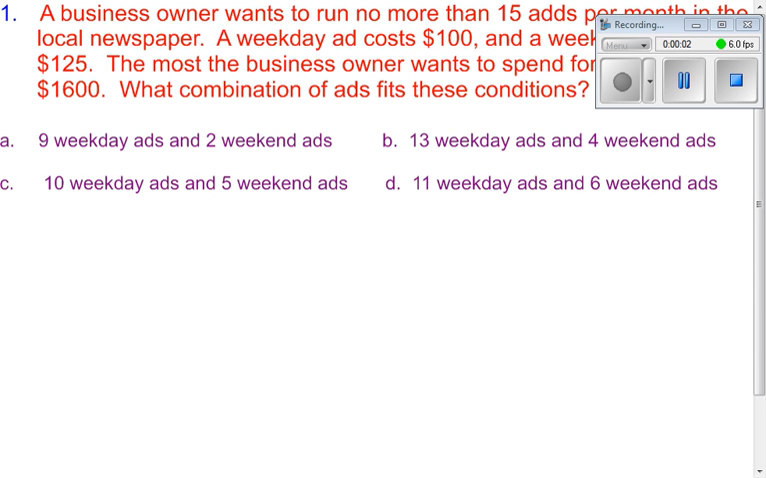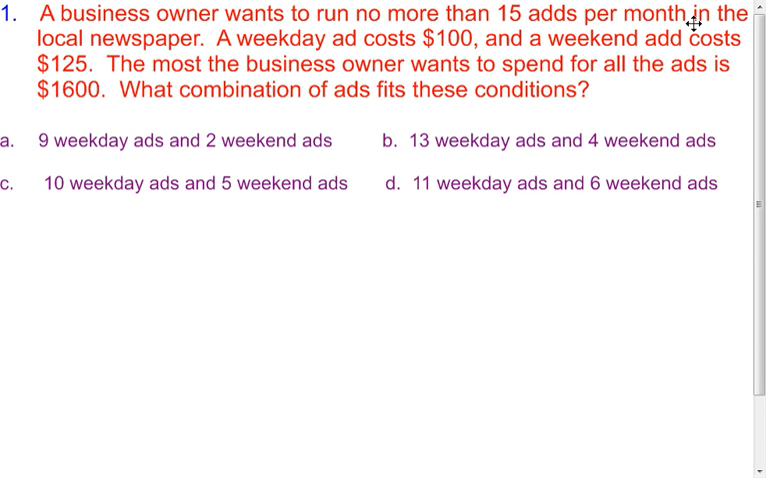Okay, in this lesson we are going to be doing some more systems word problems. This time we're actually going to kind of sort of find some possible solutions. So in this case, a business owner wants to run no more than 15 ads per month. A weekday ad costs $100 and a weekend ad costs $125. The most the business owner wants to spend for all the ads is $1,600.